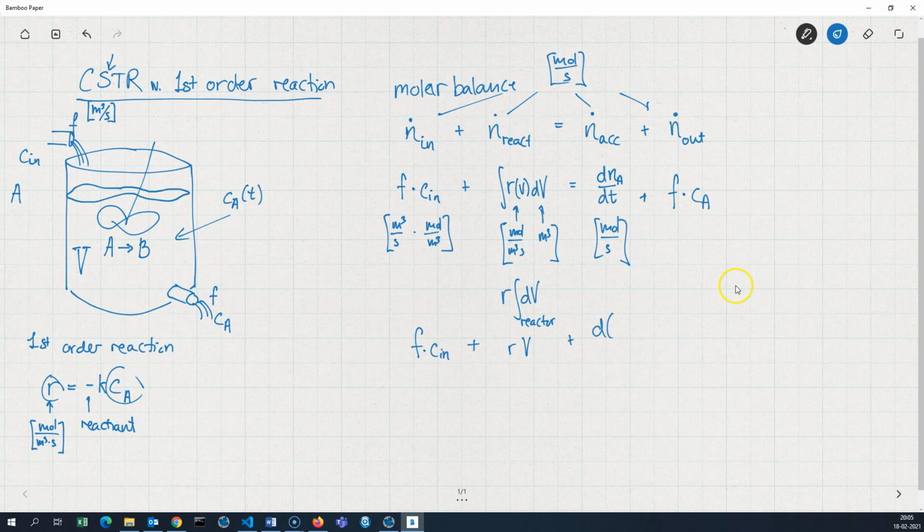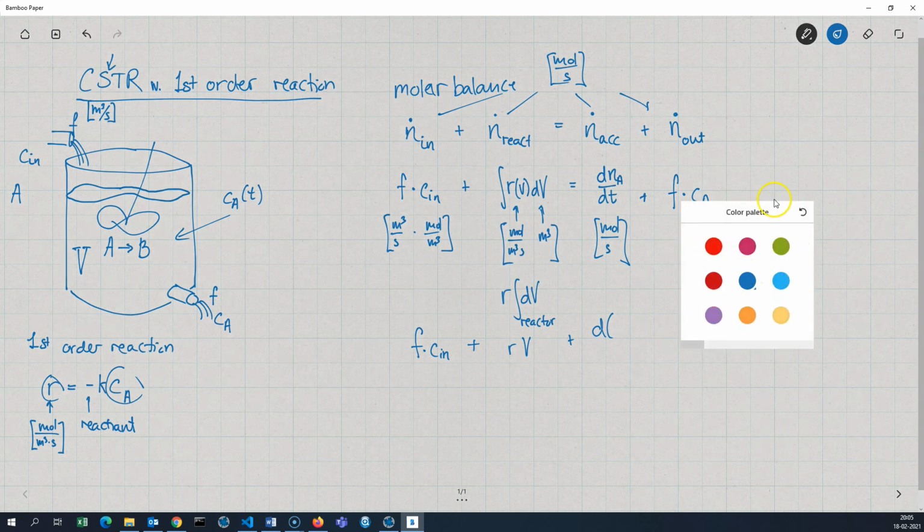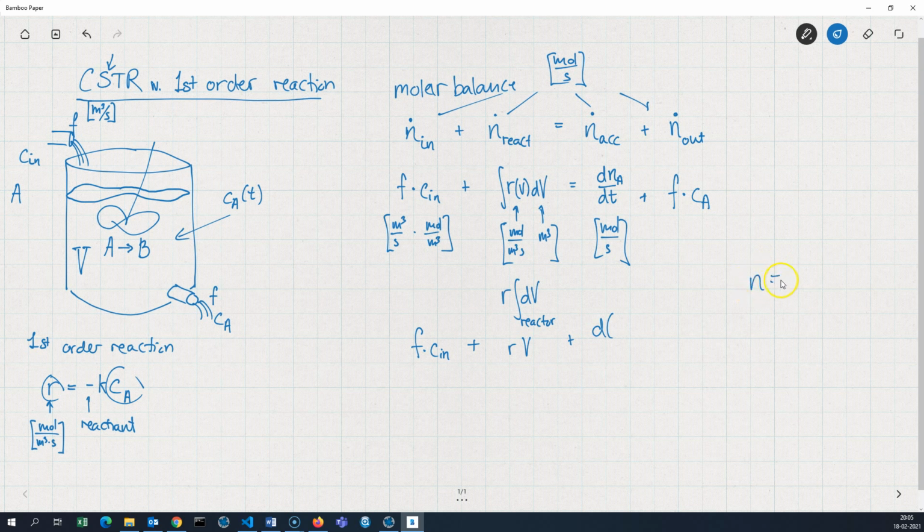And here we know for a fact that the amount of substance in general can be written as the concentration times the volume. I needed an equality sign here, sorry. And then we have the flow times the concentration. Now, since we have the same flow in as out, the volume is going to remain the same inside the tank here. So that means that V is a constant, which means we can take it outside the differential.